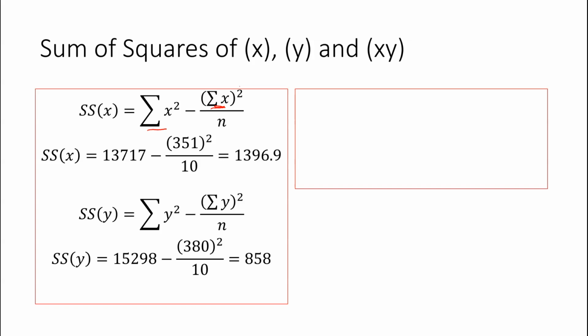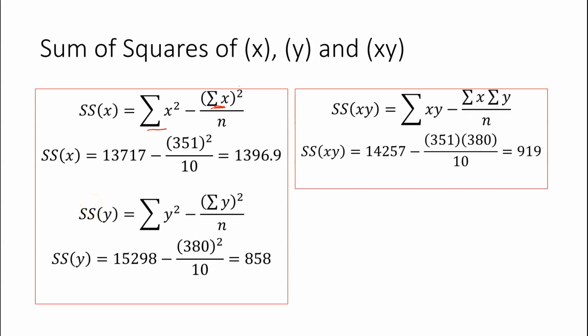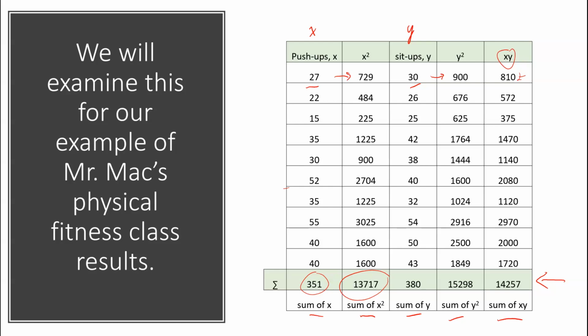Doing a very similar process for sum of squares of y and sum of squares of xy. Let's look at this last one, for example. The sum of squares of xy. Well, we need the sum of the product of x and y column. So going back to our table, we have the product column right here, and we have a sum at the bottom, 14,257.